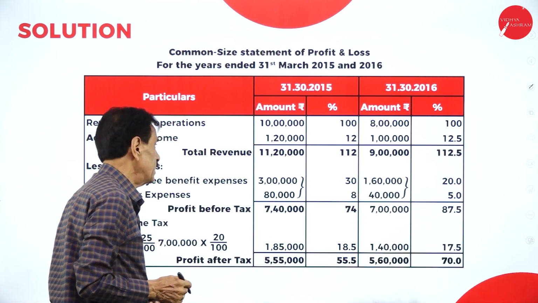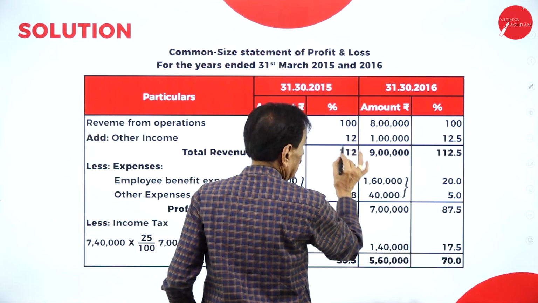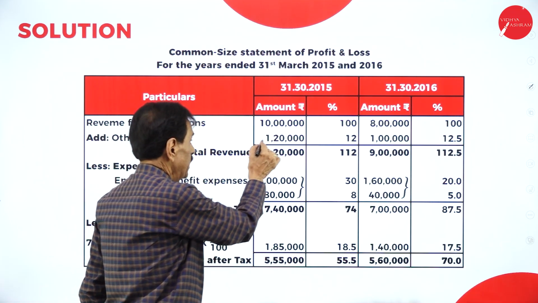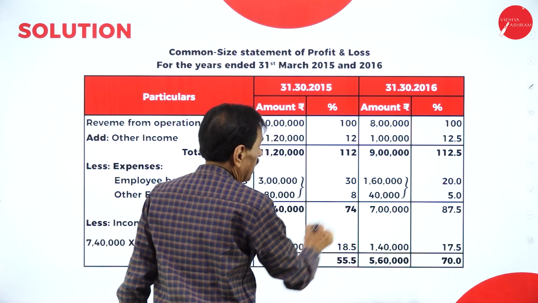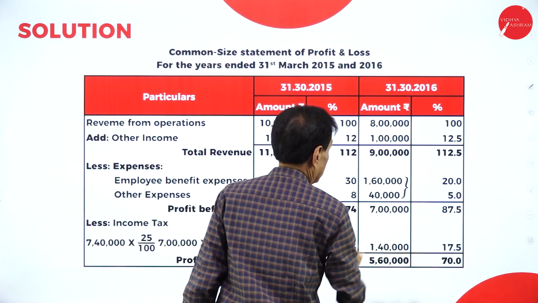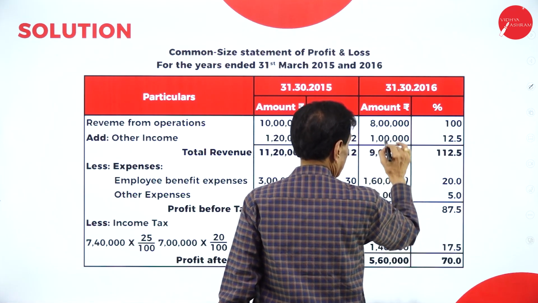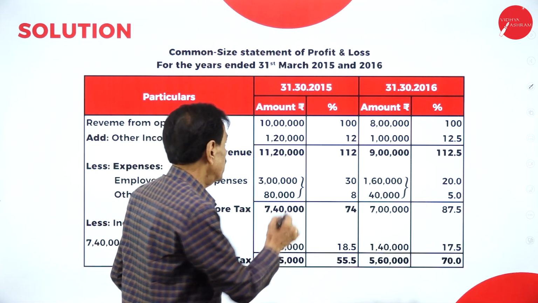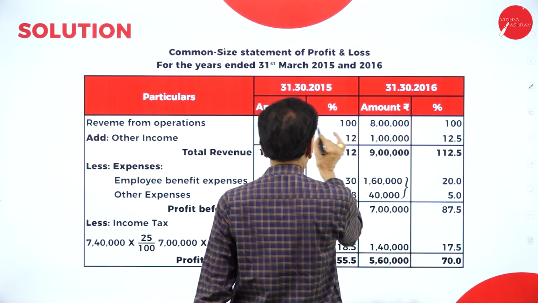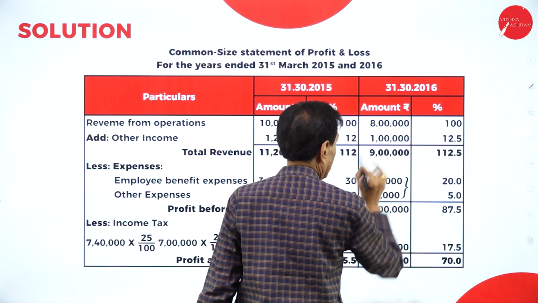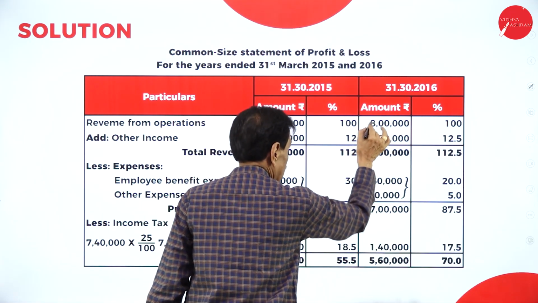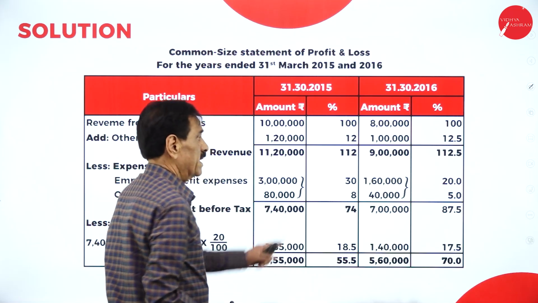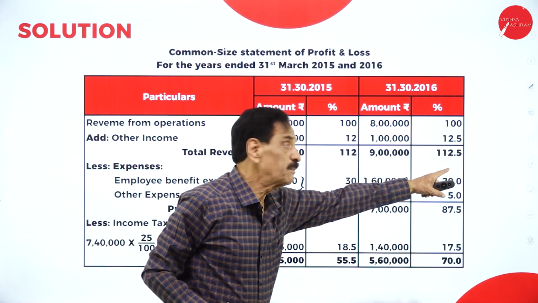Then come back to employees. I will repeat. This 10 lakh is equal to 100, 8 lakh is equal to 100. Other income 1 lakh 20,000, how is it 12? 1 lakh 20,000 divided by 10 lakh into 100 is 12. 1 lakh divided by 8 lakh into 100 is 12.5. So here, 10 lakh is the base. For this, 8 lakh is the base. Here, 1 lakh divided by 8 lakh into 100, and here, 1 lakh 20,000 divided by 10 lakh into 100. It comes to 112 and 112.5.